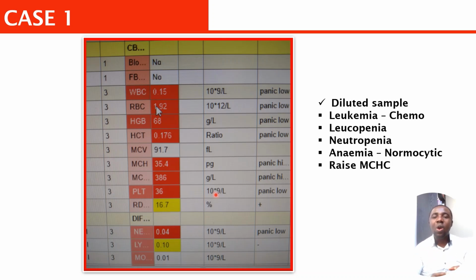Remember, I told you, whenever you go for an interview question and they give you a platelet count that is very low, and a hemoglobin that is also very low, start thinking about a diluted sample. It does not mean that you cannot mention some of these things that I've just said. So that's why I left the answers in the corner for you as well.